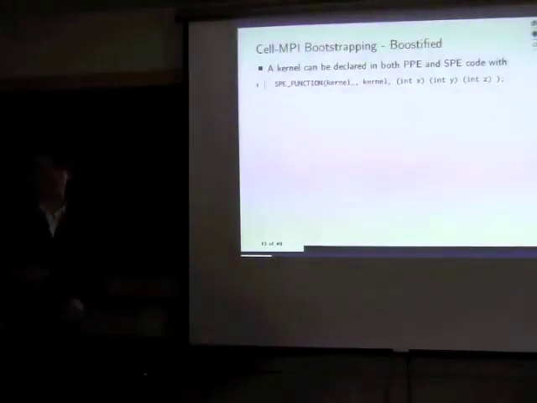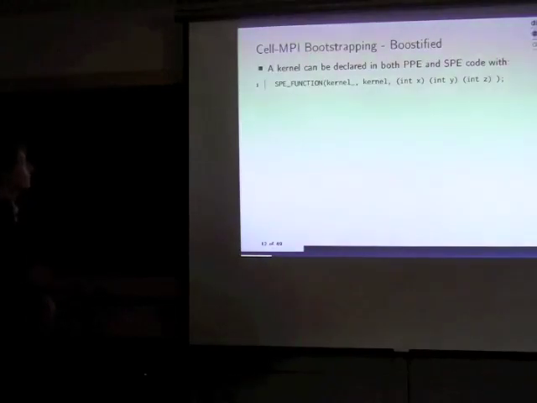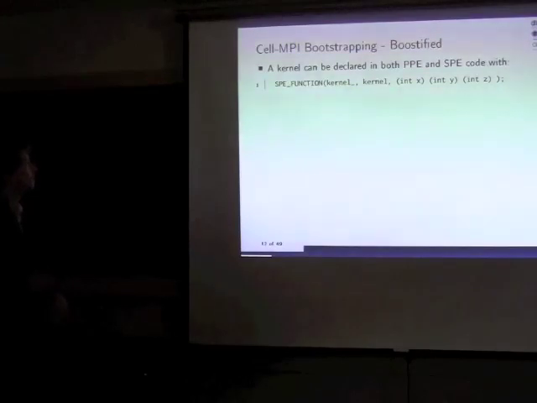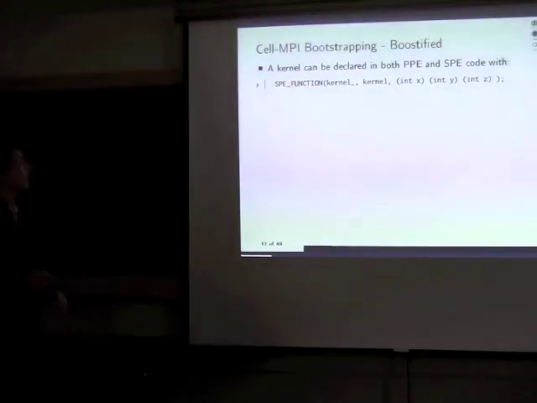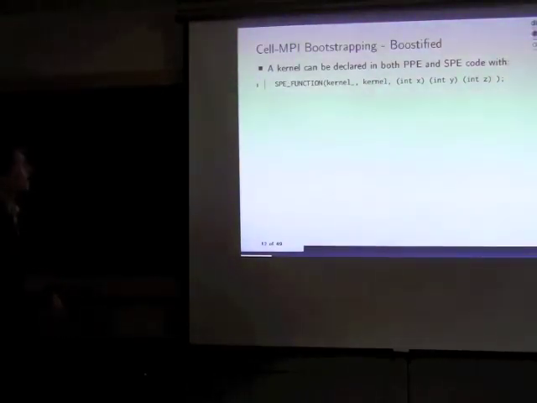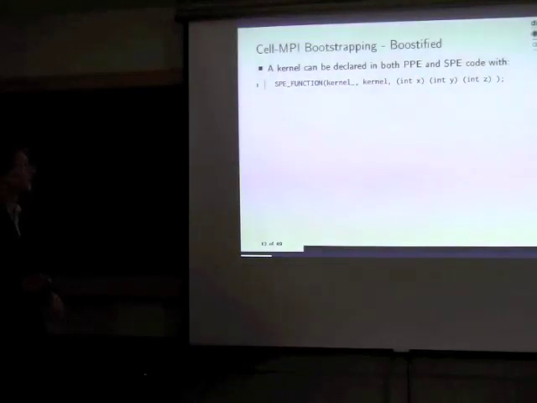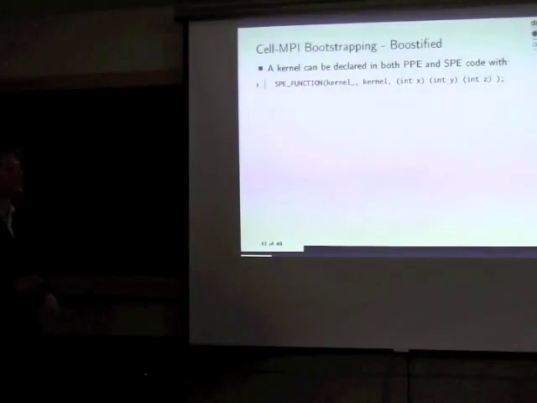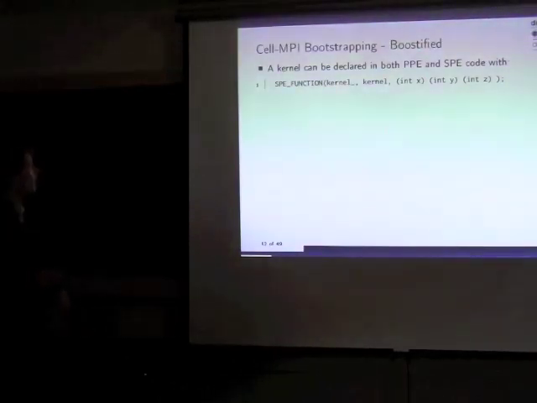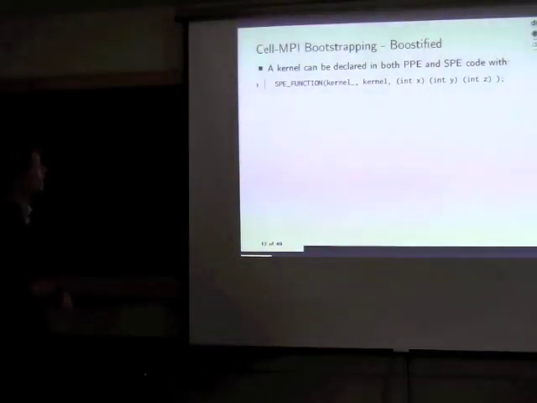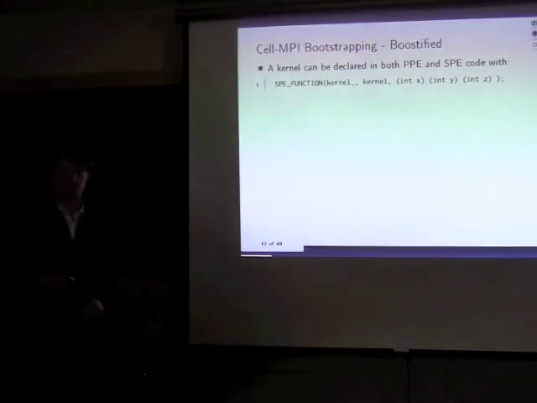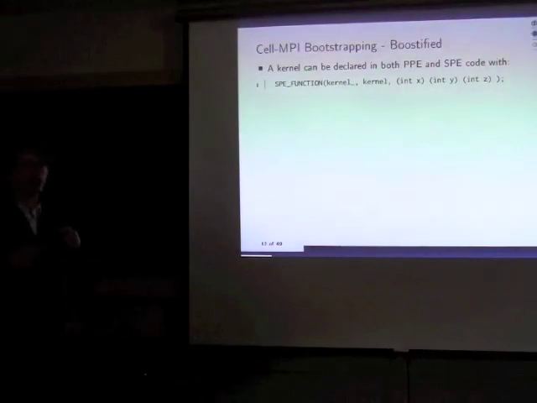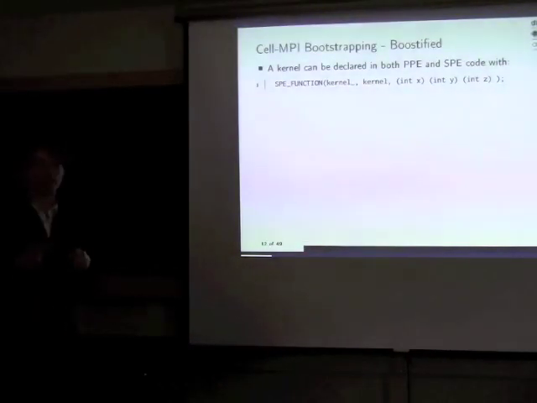What you do is, there's a macro called SPU function. You say, okay, I want to define an SPU function that is called kernel, and it takes these arguments. You might already guess what this is. It's a Boost preprocessor sequence. And here's the symbol that is exported. This line is included in both the SPU code and the PPU code.